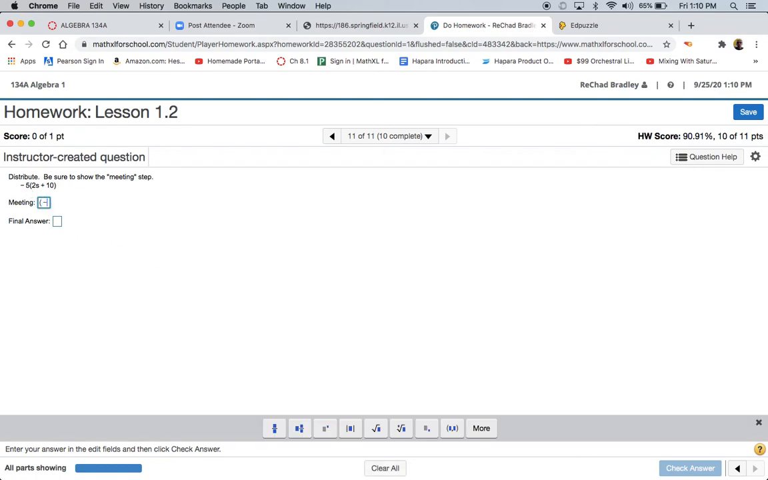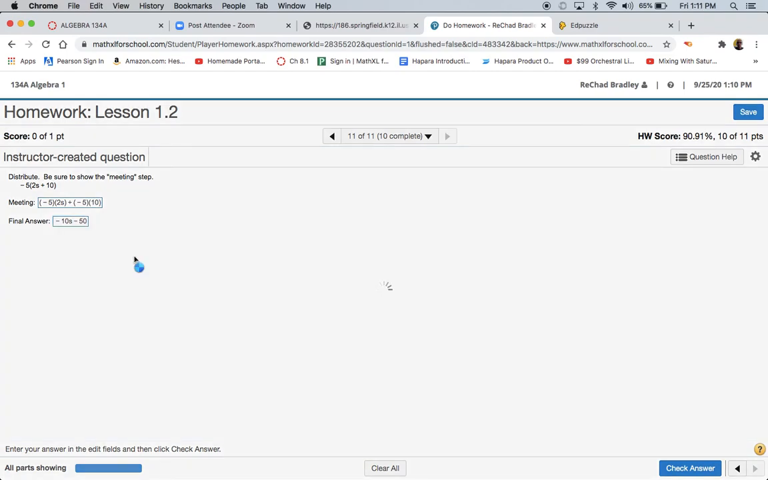Here, negative 5 again has to go in parentheses, meeting 2S, and again that means plus. Negative 5 is going to meet 10. From there, that makes a negative 10 because the signs are different with a S on it, and then that makes a negative 50 because also the signs are different there as well.